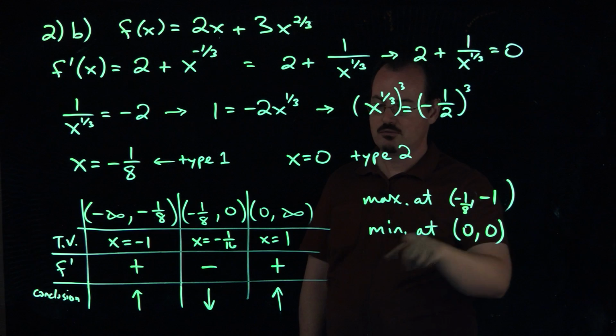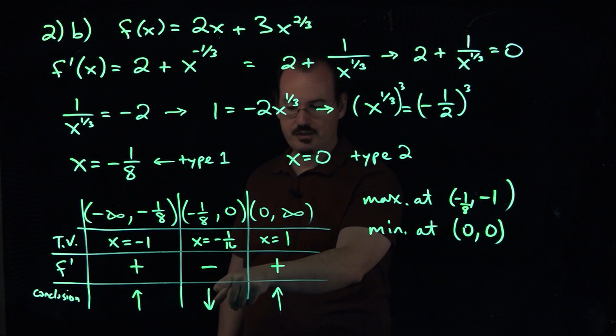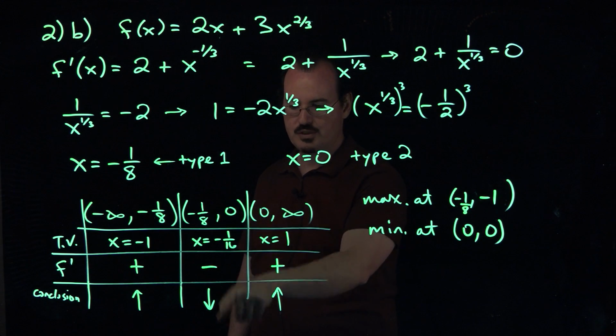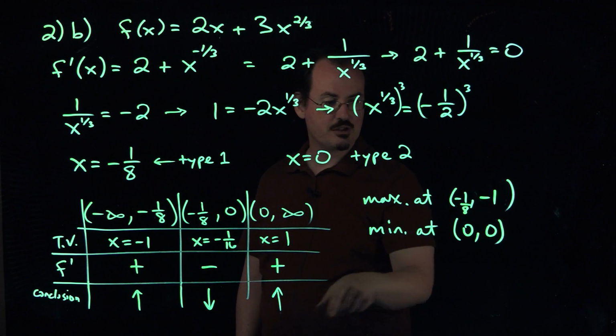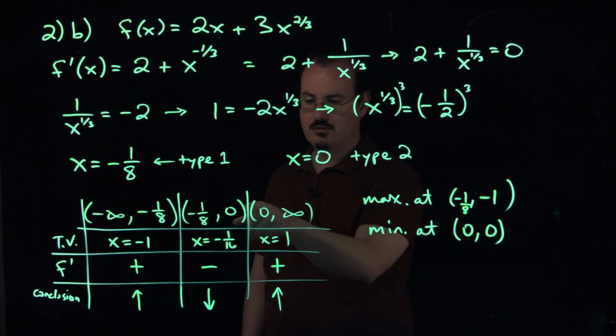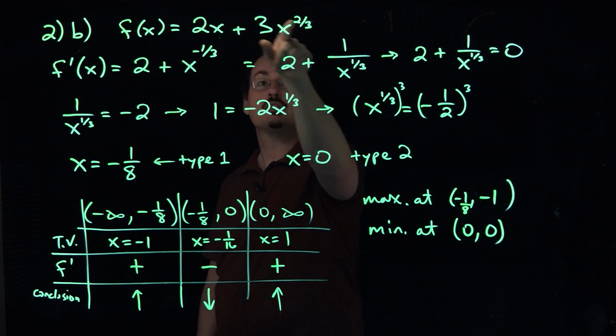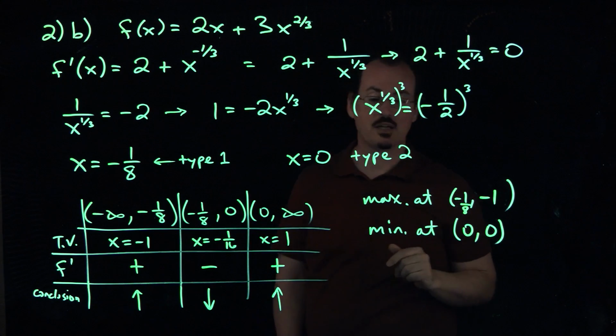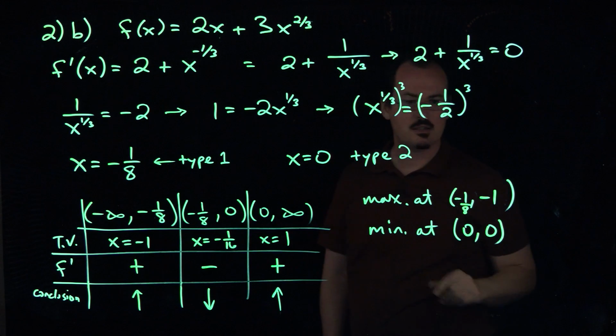At 0, we had a minimum value there because the function was decreasing before 0, increasing after 0. So we have a minimum there. And when you plug the critical number 0 into the original function, you get 0 out. So we've got a minimum value of 0. Okay.